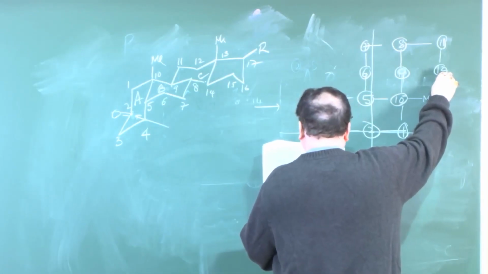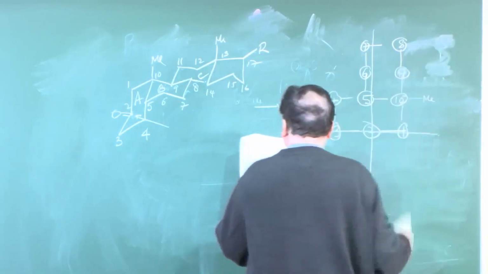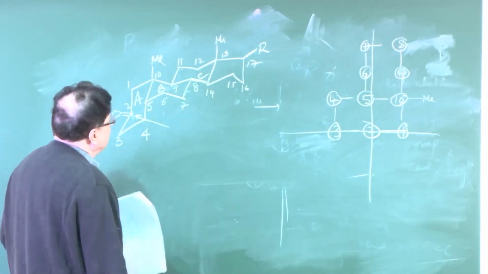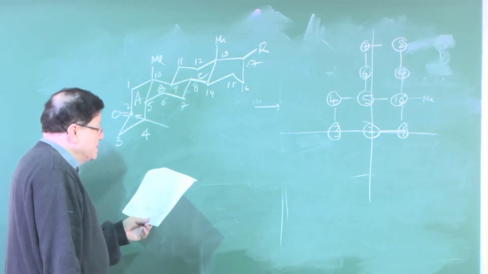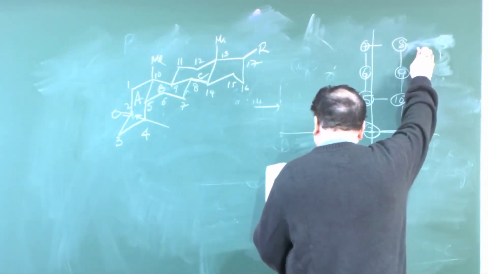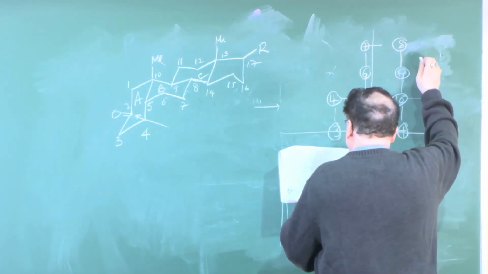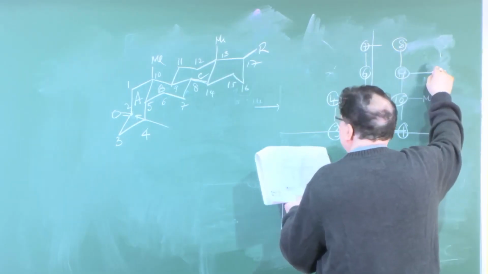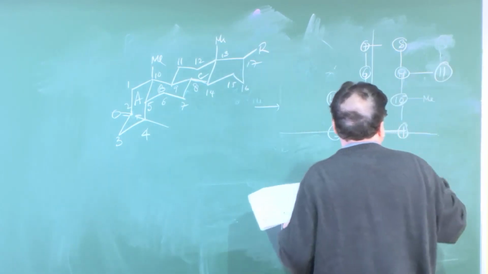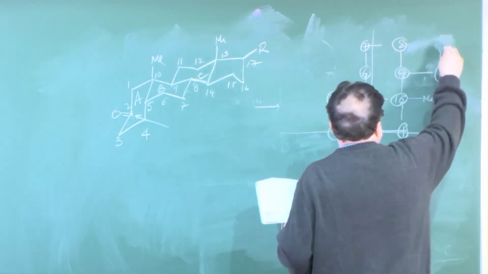Just a second. 8 is connected by an equatorial bond to 14. Okay. And so that should take into consideration 9. 9 is connected by an equatorial bond to 11. Okay. That is okay. And then 11 is connected to 12.